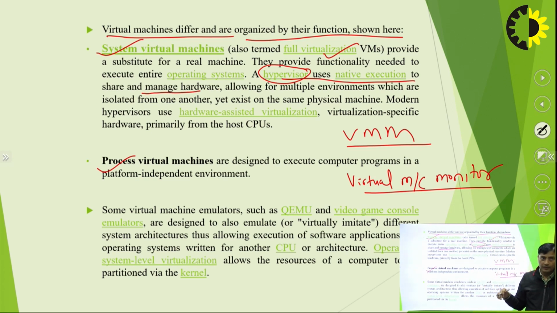The hypervisor uses native execution and shares the hardware, allowing multiple environments which are isolated from each other yet exist on the same physical machine. Modern hypervisors use hardware-assisted virtualization, with virtualization-specific hardware primarily from the host CPUs, and process virtual machines are designed to execute computer programs in a platform-independent environment.